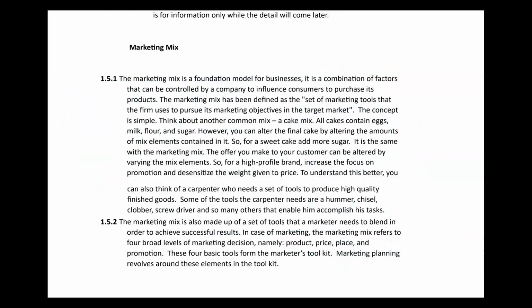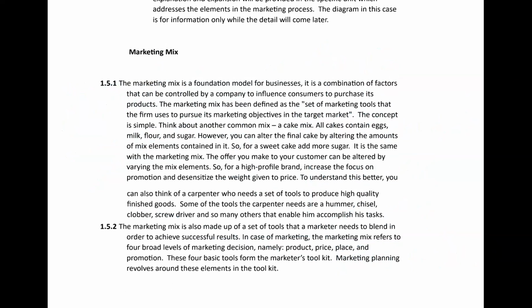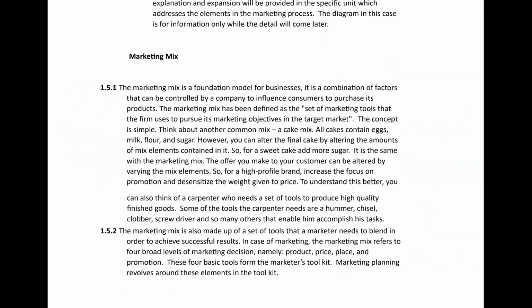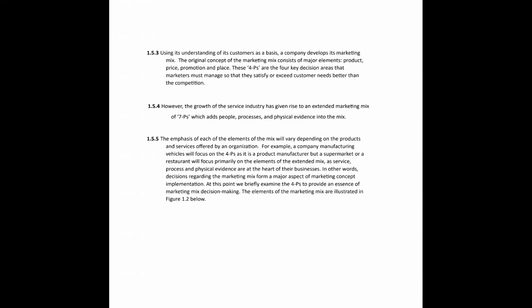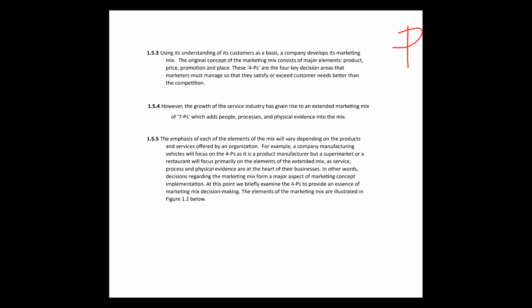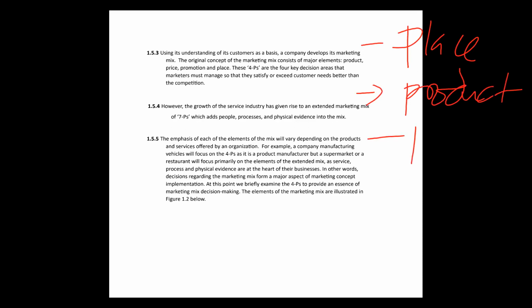So the components of marketing mix have also included other Ps. From the 4 Ps, we have added 3 more so that we have the 7 Ps of marketing. Let's start from the 4 Ps. We said the 4 Ps of marketing are the place, the product, the price (I'll talk about them in detail, don't worry), and promotion.